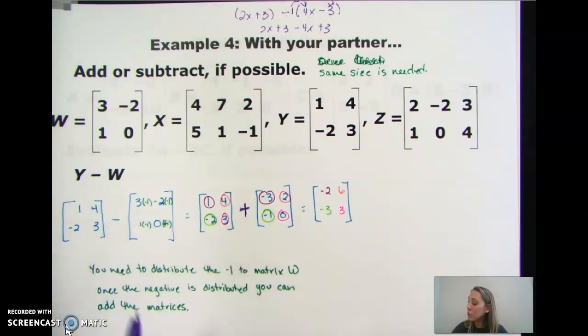So make sure you distribute the negative 1 to matrix W. Once that's done, you can add. So the one thing that students miss most often is changing that to an addition problem when they're done.